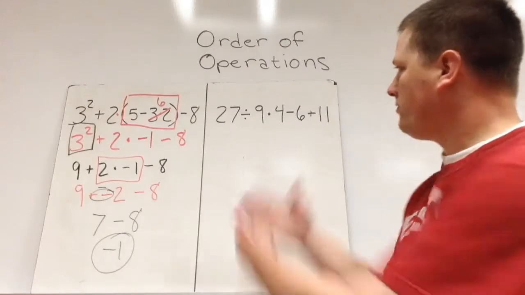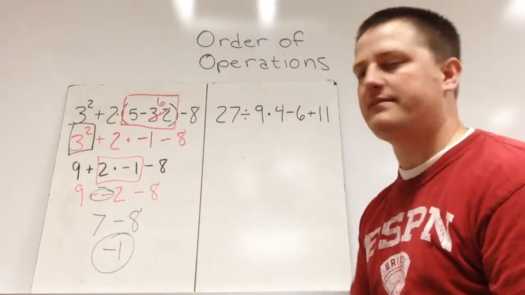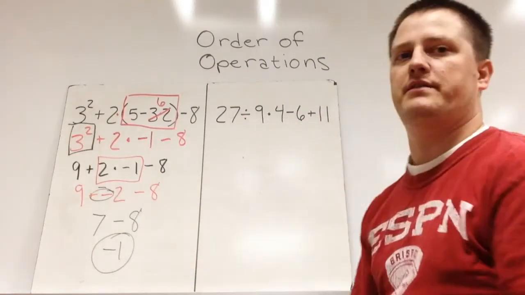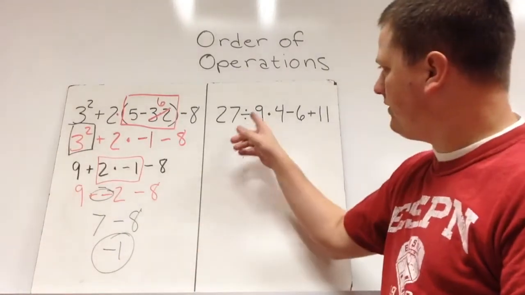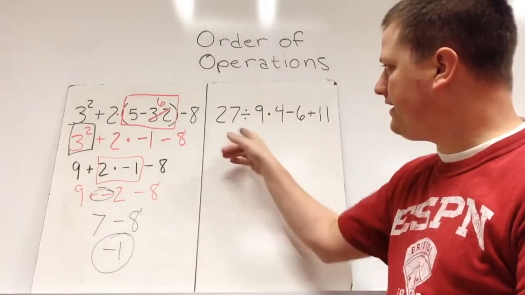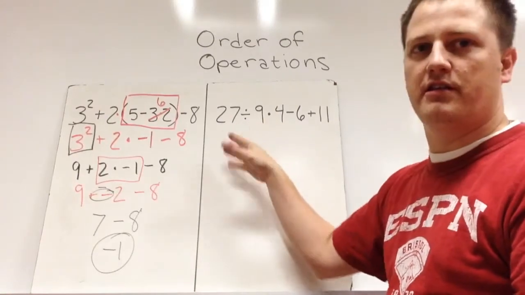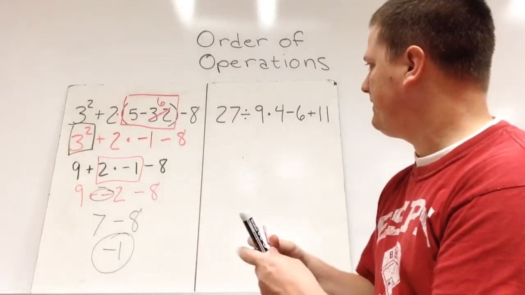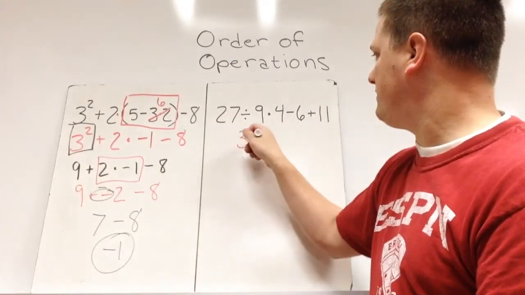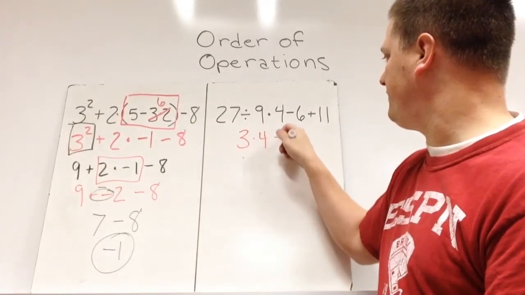Alright, let's try another version. So now we have this problem. Notice, no parentheses, so we don't do that step, we skip it. No exponents, again, we skip that step. So now we're on to multiply and divide. Well, there's divide and multiply. A lot of people think you multiply first. Division's on the left, we have to do that first. 27 divided by 9 is 3. Bring down everything else.